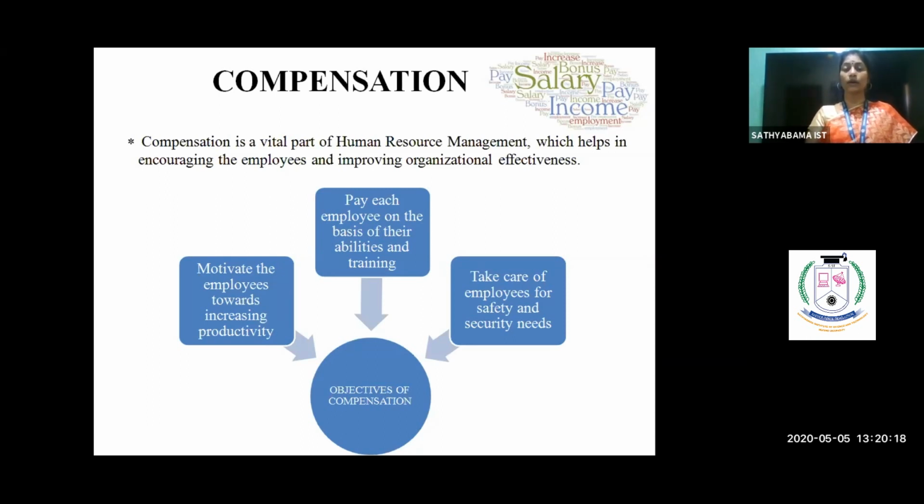Now coming to the objectives of compensation. What are the objectives of compensation for a company? It is to pay each employee based on their performance, efficiency and the training given to them, to motivate the employees towards increasing productivity, and to take care of the employees' safety and security needs. Safety and security is one among the basic needs. To satisfy those basic needs, the compensation is being paid.